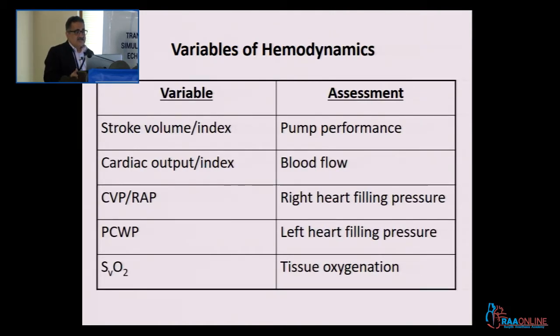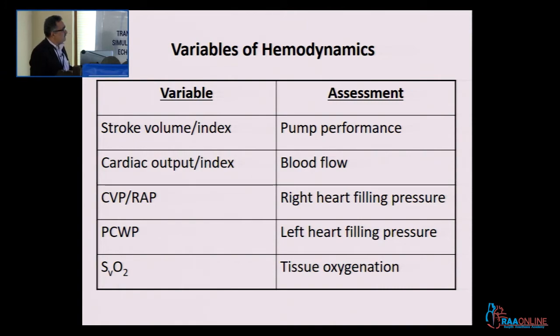So what is the clinical significance of all these? Stroke volume will tell you about the pump performance, cardiac output will tell you about the blood flow, CVP or RA pressure will tell you about the right heart filling pressure, and for left heart filling pressure we have the PCWP, and for tissue oxygenation we have the mixed venous saturation. So these are the main parameters we can obtain.